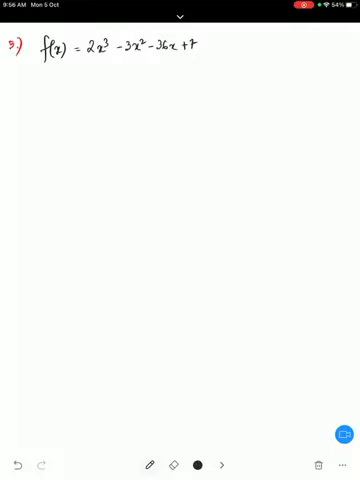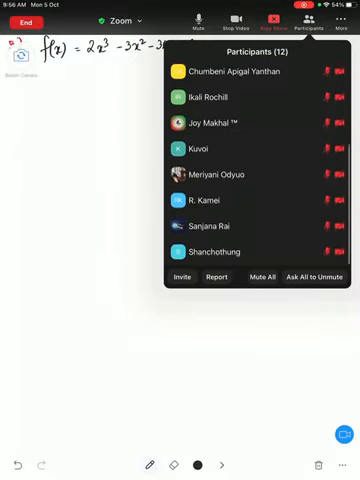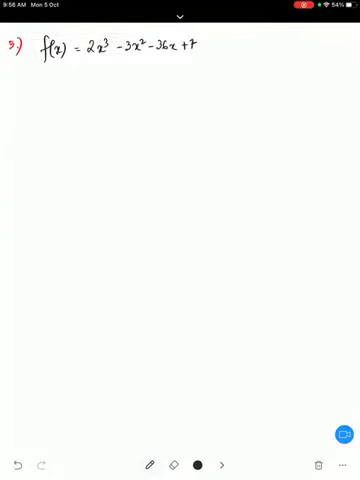I will find the slope of the function, right? And how to find the slope of the function? I will find f dash x. So let us find f dash x. So f dash x will be what? f dash x will be obtained by differentiating the function with respect to x.